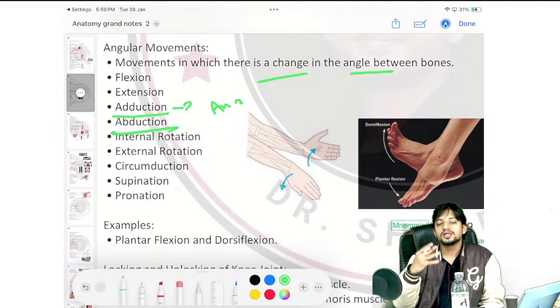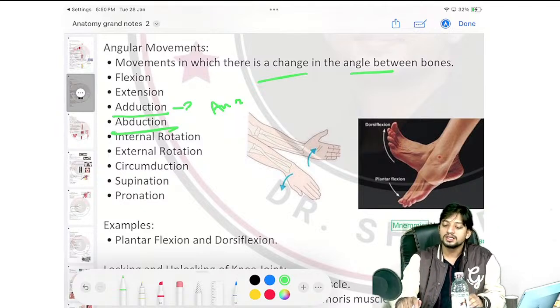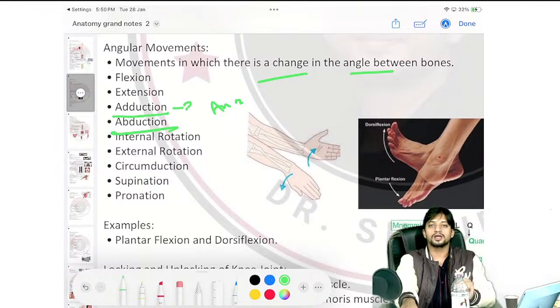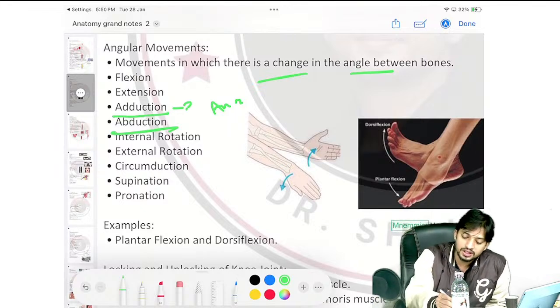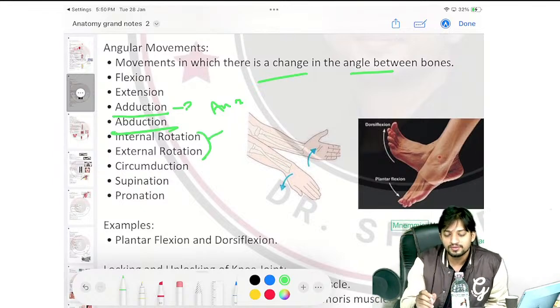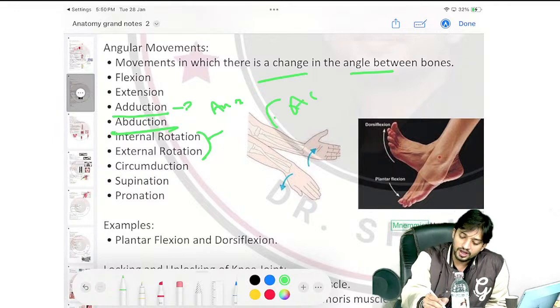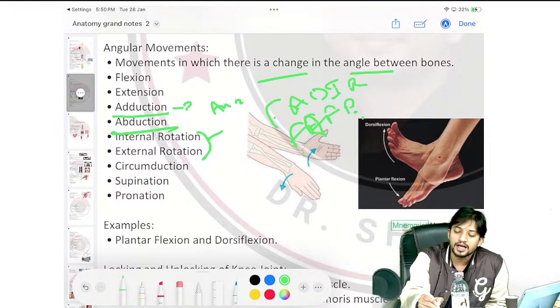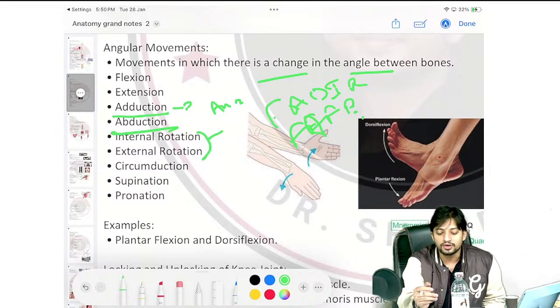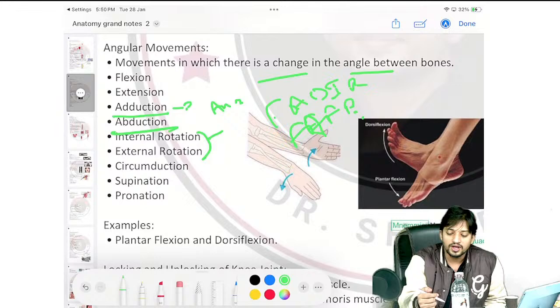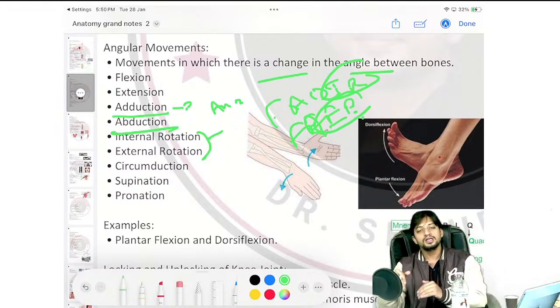Now what is internal rotation? Internally rotating any organ. Where will you use it? In orthopedics you might have studied about FADIR and FABER, right? Flexion, adduction, internal rotation, or flexion, abduction and external rotation. So external rotation and internal rotation are generally used in these terms.